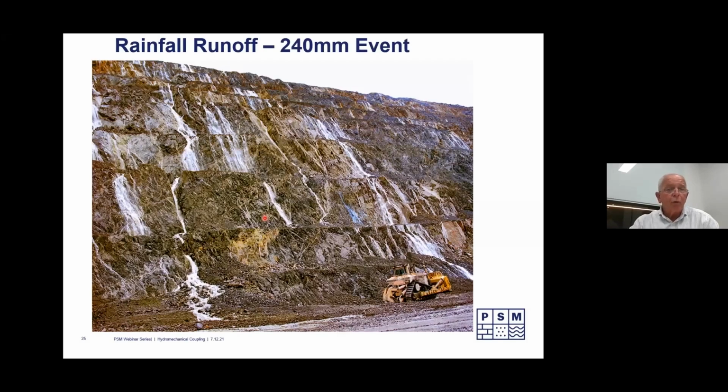This is a 240 mil rainfall event. Look at the water flowing here. That's a one-day rainfall. And where do we find it? Predominantly down the structures. So it's getting into the major continuous structures, but it's also getting into the minor structures, as you can see here, flowing out of that crack there. You just imagine what impact that's having on transient pore pressures below the ground and the deeper groundwater table.